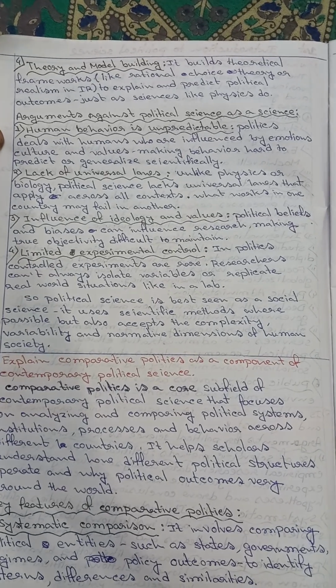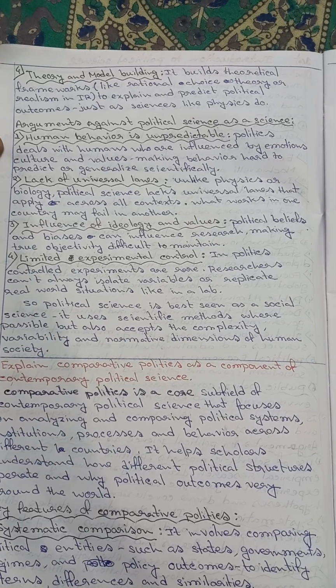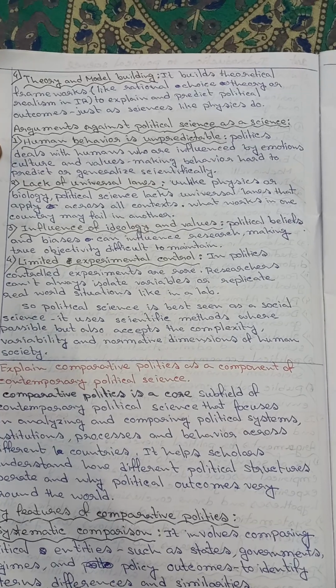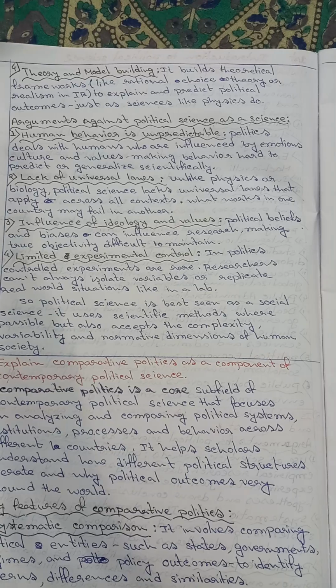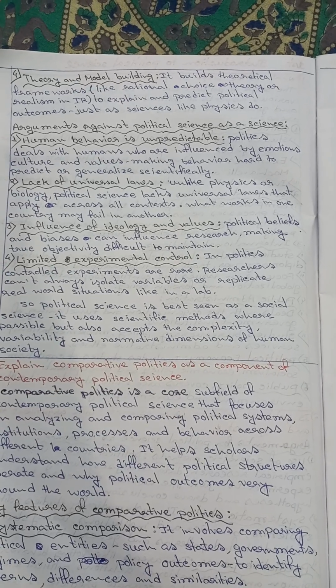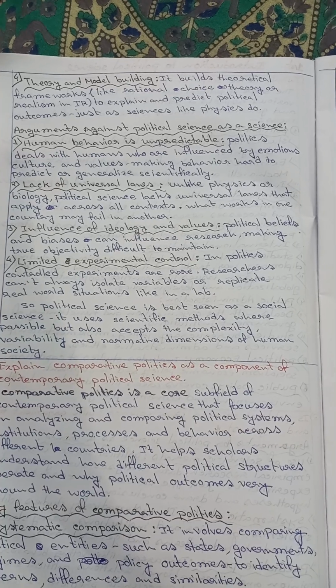Second, lack of universal laws. Unlike physics or biology, political science lacks universal laws that apply across all contexts. What works in one country may fail in another. Third, influence of ideology and values. Political beliefs and biases can influence research, making true objectivity difficult to maintain.